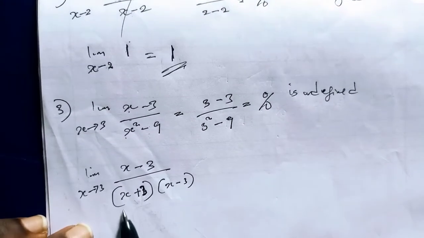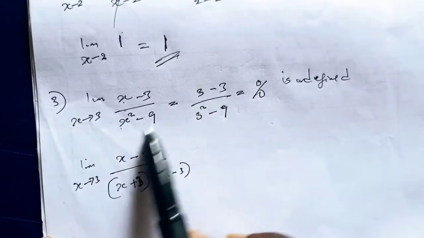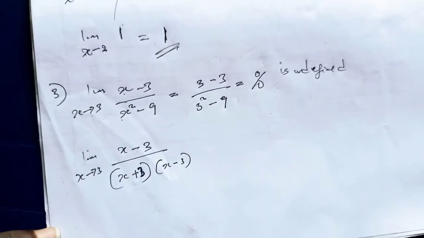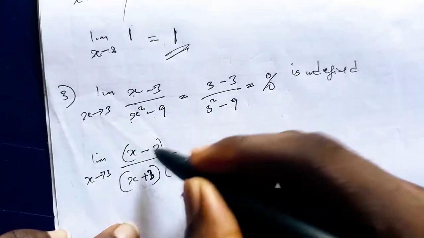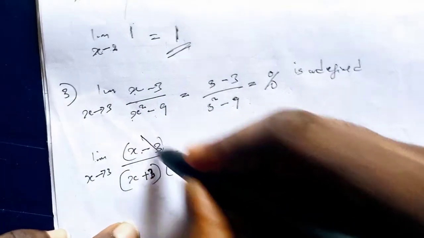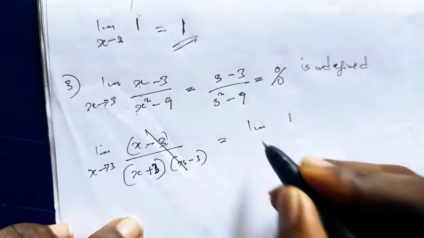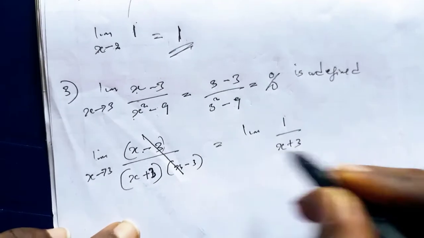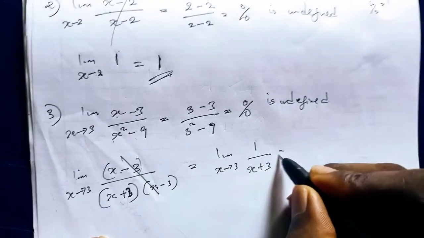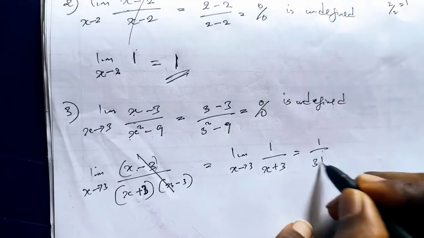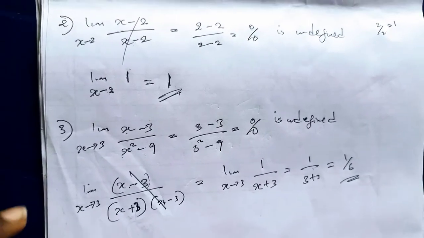Now you can see from this, we can get this. When you open the brackets, you have your answer as this. And since both of them are the same, we can see that x minus 3 is here, x minus 3 is here, which can cancel out, leaving us with the limit of 1 over x plus 3 as x approaches 3. So this is equal to 1 over 3 plus 3, which is 1 over 6. And that is our answer.